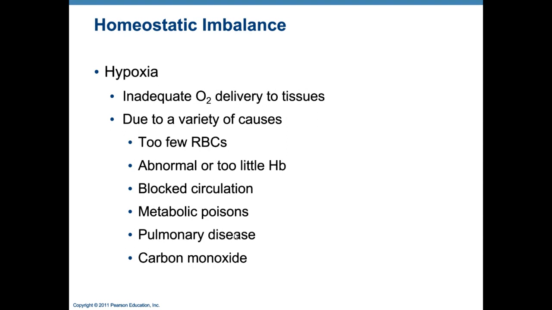And there's a lot of causes of this. You could have too few red blood cells. That could be from blood loss, donating blood, your bone marrow not working properly, et cetera. Abnormal hemoglobin, that could be a genetic factor. Blocked circulation, that can be plaque buildup, that can be clots. Metabolic poison, there's things like snake venom that can cause metabolic issues. Pulmonary disease, you have COPD, emphysema, bronchitis, lung cancer, all of those things can lead to hypoxia. And then carbon monoxide is kind of a silent killer.